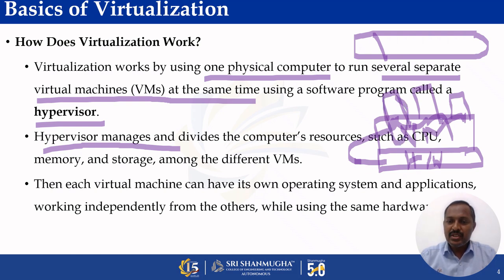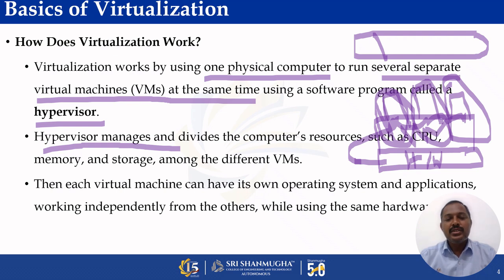Assume this is a virtual machine running an operating system. This OS is running in a virtual machine. These operating systems can communicate with one another if required, or independently they can execute. If required, these can communicate with the help of a network. Normally these virtual machines are going to work independently using the same hardware.